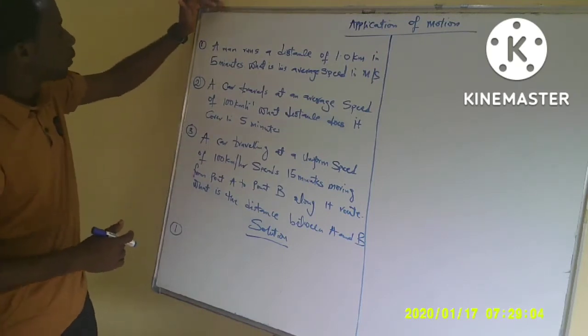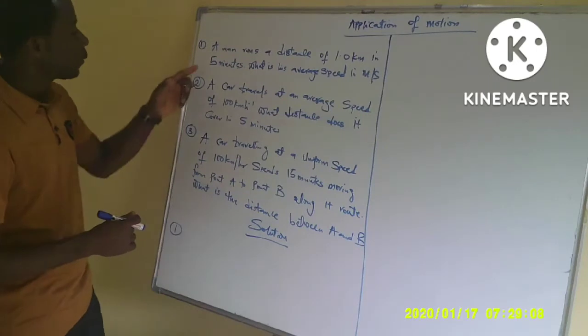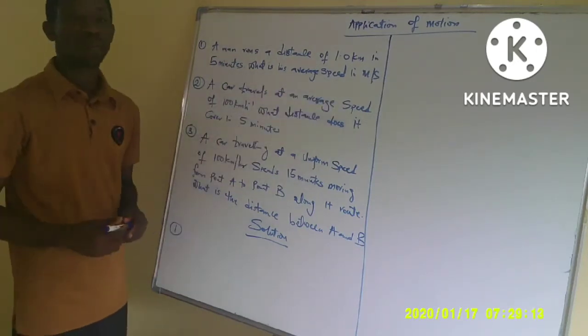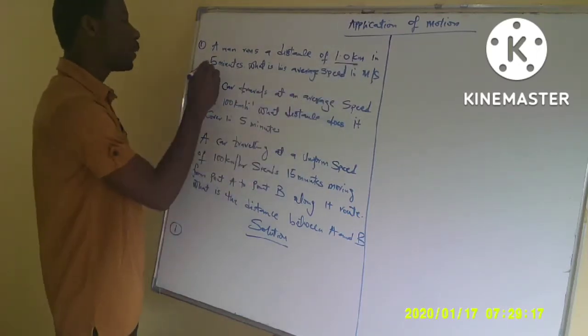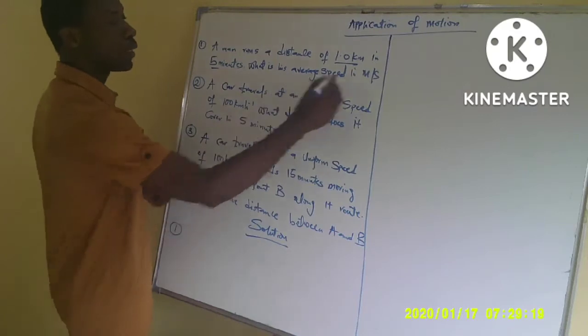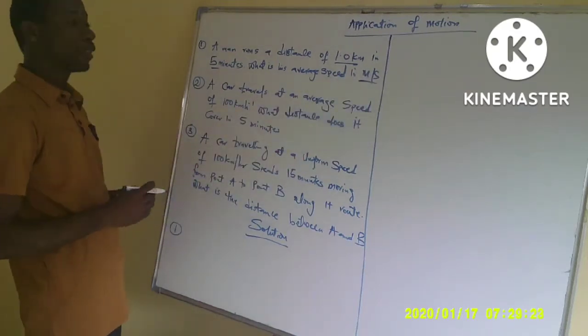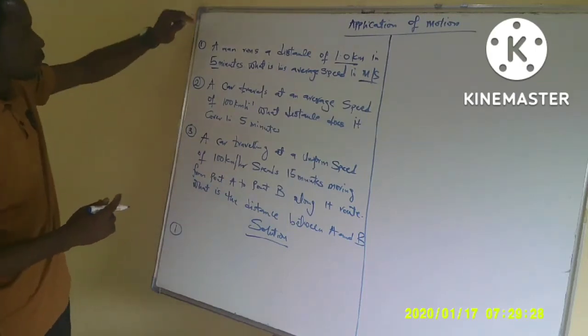Now, question number one says, a man runs a distance of 1.0 kilometer in 5 minutes. What is his average speed in meter per second? Now, note, the question was in kilometer and the time is in minutes. The answer implies that we should arrive at meter per second. Now, what do we do? It's a very simple question. Let's start with number one.